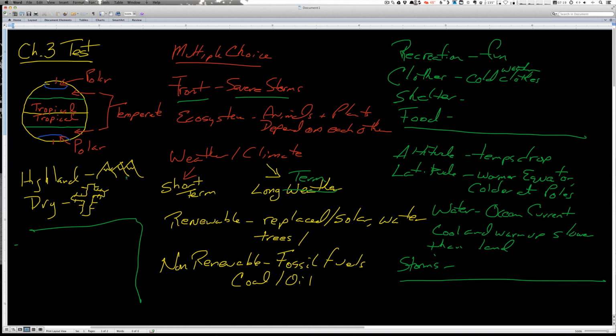Make sure that you know some examples of renewable and non-renewable resources, like I covered right over here. Make sure you know the definition of temperate. Temperate means, in the case of weather, a temperate climate is a climate that has 4 seasons. But temperate also means mild, not too extreme, not too hot, not too cold, kind of in the middle.